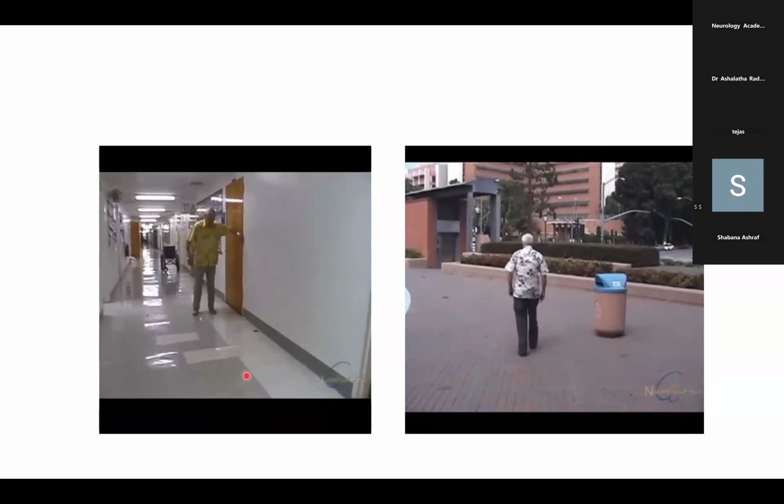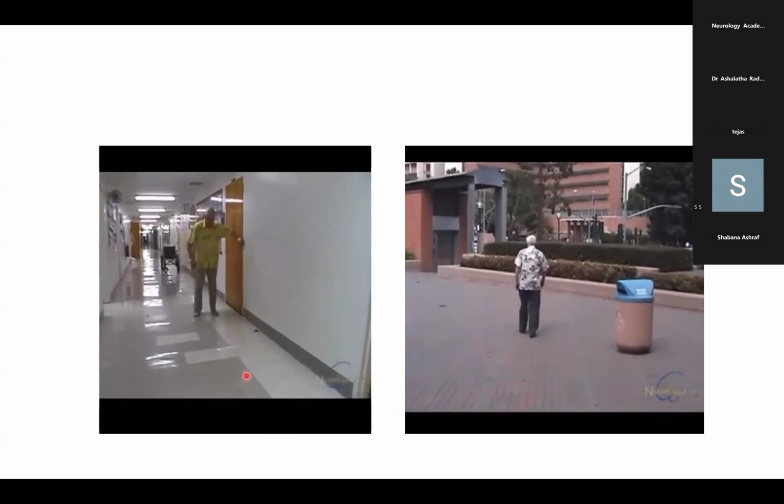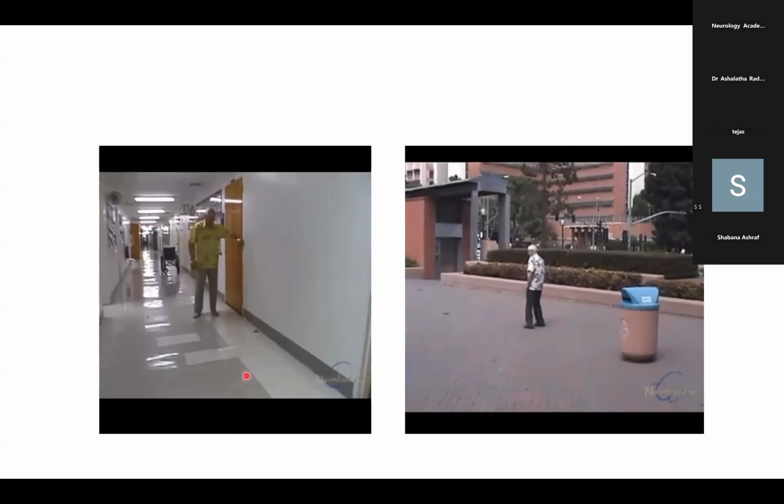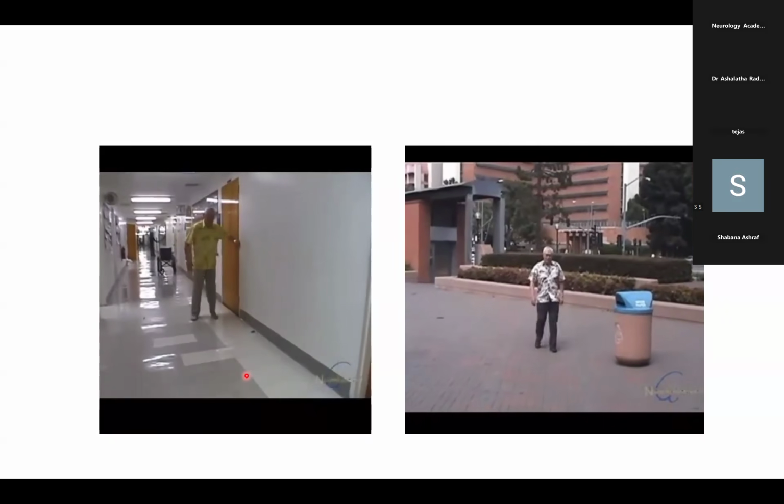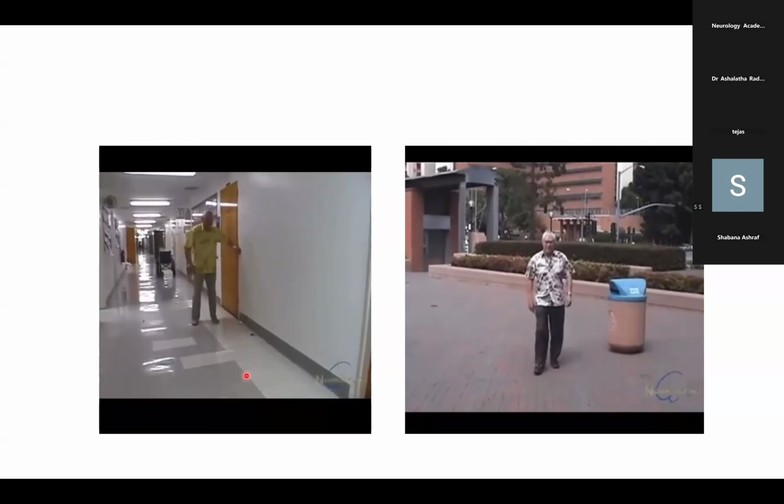In the first video, he is not able to turn. He's not able to maintain his balance at all. But in the right side video, he is able to turn well, and he can go to and fro. His ambulation has improved significantly.